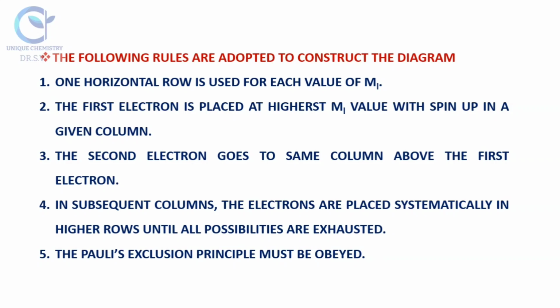The following rules are adopted to construct the diagram. One horizontal row is used for each value of ml. The first electron is placed at the highest ml value with the spin up in a given column. The second electron goes to the same column above the first electron. In subsequent columns, the electrons are placed systematically in higher rows until all possibilities are exhausted. Pauli's exclusion principle must be obeyed.